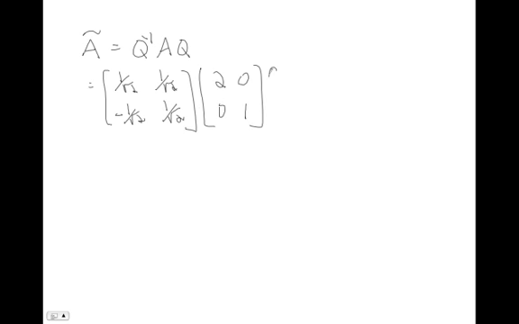So let's do that. We've already solved for Q. We already know Q and Q inverse. So if we do that, Q inverse becomes 1 over the square root of 2, minus 1 over square root of 2, 1 over square root of 2, 1 over square root of 2. And A is just 2, 0, 0, 1. And Q was 1 over square root of 2, 1 over square root of 2, minus 1 over square root of 2, 1 over square root of 2. And so I'll multiply these two matrices together first.